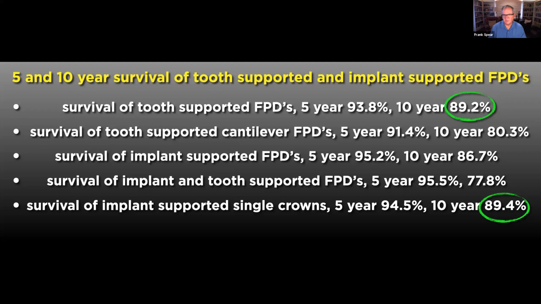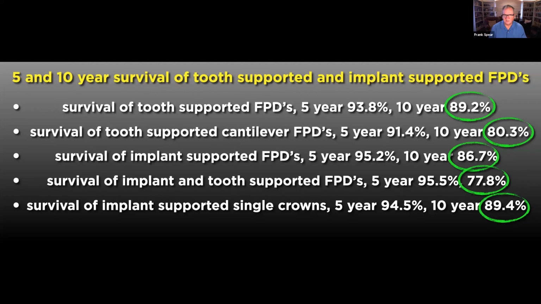At 5 and 10 years, a tooth-supported FPD and a single tooth implant basically have identical survival rates. What doesn't hold up are the tooth-supported cantilevers, the implant cantilevers, or the implant and tooth-supported FPDs. Those drop like a stone. But our tooth-supported FPDs and our single tooth implants did really well.